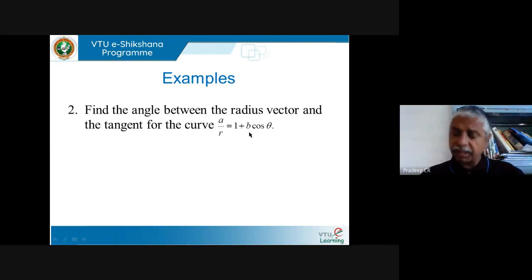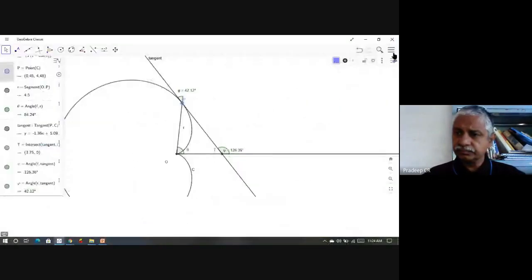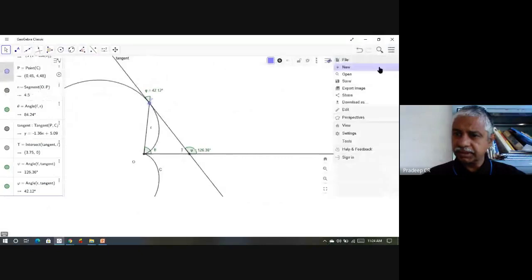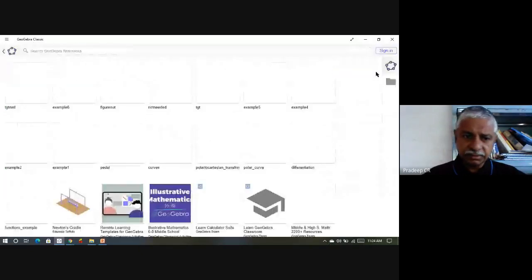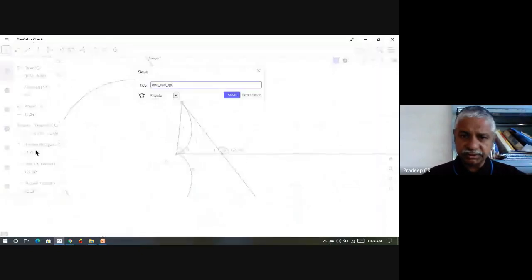So you pick any point on the curve, join that point with the origin to get the radius vector, and draw a tangent to the curve at that point. The angle between the radius vector and the tangent is what one is asking for. All this, maybe one can show using GeoGebra first. So let us see. I think I have made example two. This is the one.